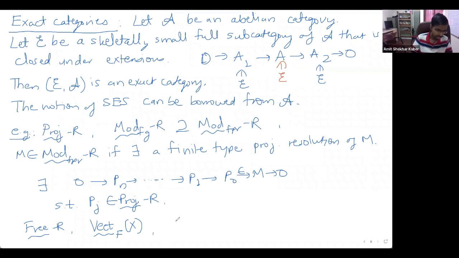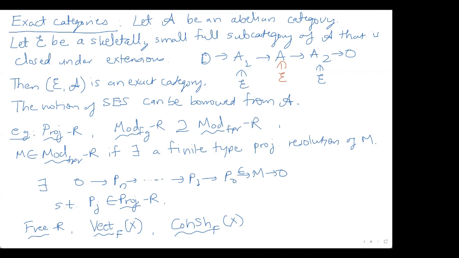Or we can also say, oh sorry, I forgot. Coherent sheaves over X. When you study K-theory of schemes, then this particular example will be important. So this also carries the structure of an exact category. It is slightly larger than this Vect(X) when X is an algebraic variety.